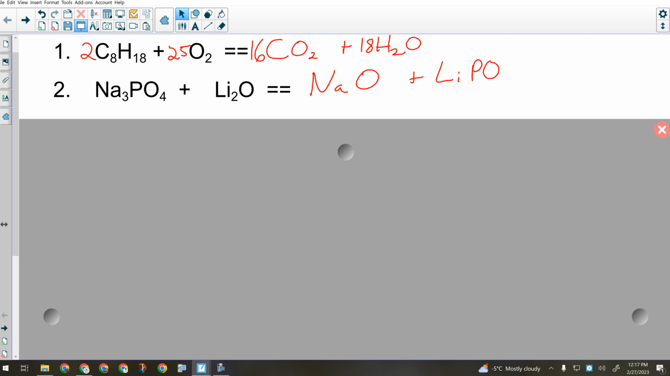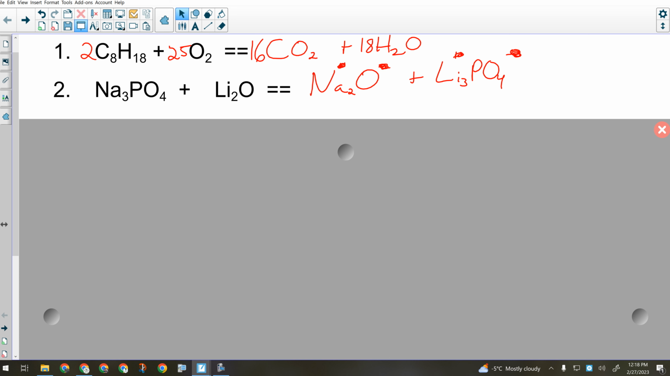Does it matter if I write NaO second or first? It doesn't matter. All right. I just made 2 ionic compounds. What do I need to do with both of them? I have to drop and swap. They're ionic compounds. So this is a -2. That's a +1, so that's going to mean Na2O. Lithium's a +1, and phosphate's a -3, so that's going to be Li3PO4.